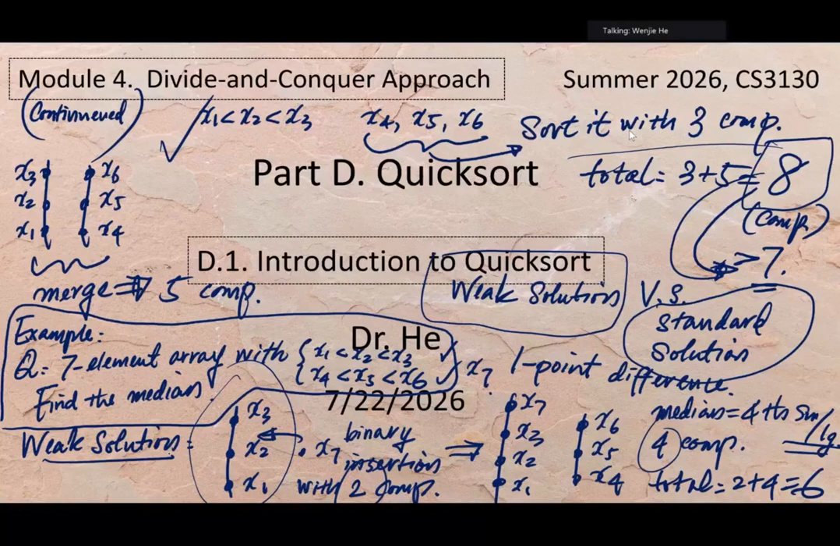Now, the standard solution. My space is quite limited, so let me do the standard solution here. Not the strong solution, the standard solution, sorry.